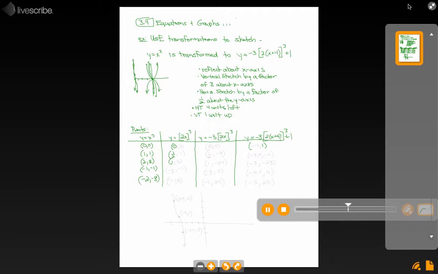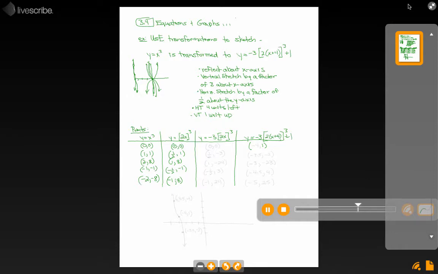So the first transformation I've got here is a horizontal stretch by a factor of a half. It does nothing to the first point because of the 0, but every other x coordinate is multiplied by a half. So I've got (a half, 1), I've got (1, 8), I've got (negative a half, negative 1), and (negative 1, negative 8). So notice corresponding points have no change in the y coordinate. The x coordinates are all halved.